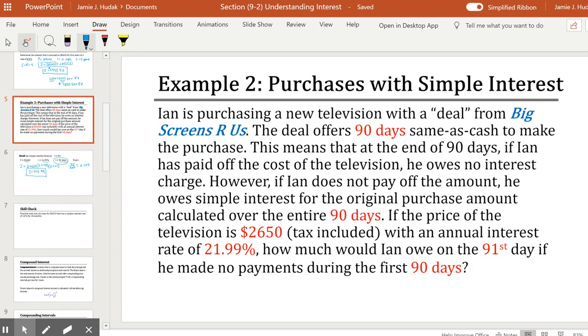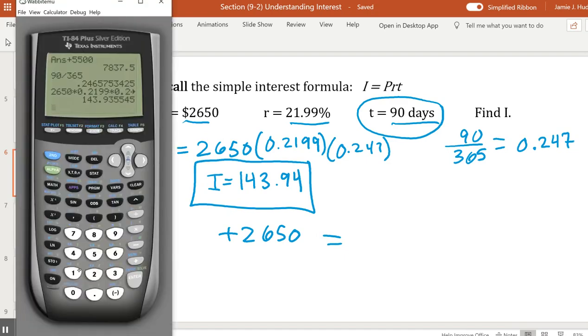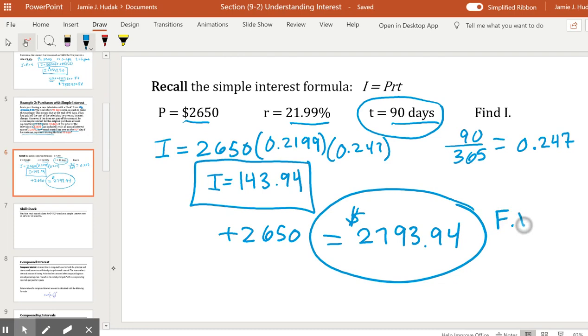If we go back to the question, it says, how much would Ian owe on the 91st day? And that is if he made no payments. So we have to add the original $2,650 to the interest, for a grand total of $2,793.94. This is the future value of the loan. So that means even though he borrowed $2,650 from the store today, on the 91st day he owes $2,793.94, because all of the interest was added up.